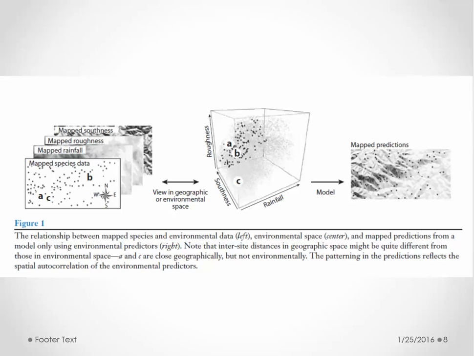And this is a diagram from an annual review done by Jane Elith that I'll post up on the site, where you have mapped species data and you have rainfall and roughness and southness and many environmental attributes, and then you can put the landscape into some sort of multi-dimensional model. These are the gray points, and then ask where those occurrences actually occur in there, and then give everything in the landscape a score based on the probability of occurrence, and then remap that back onto the landscape to look at where you think things might be and for what reasons.